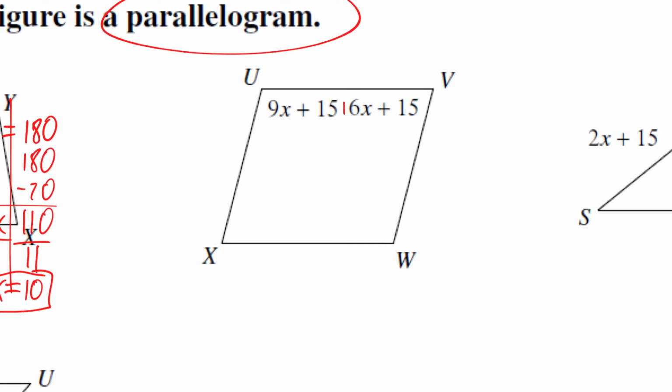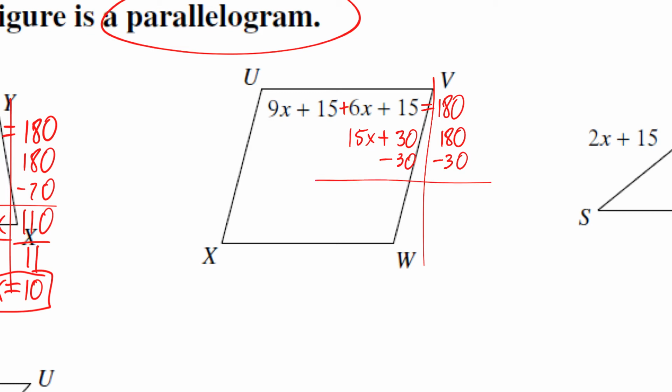Okay, on this one, it'd be the same thing. That plus that equals 180. So you're going to get 15x plus 30 equals 180. Subtract 30. That zeroes out to get 15x equals 150, divided by 15, and get x equals 10 again.